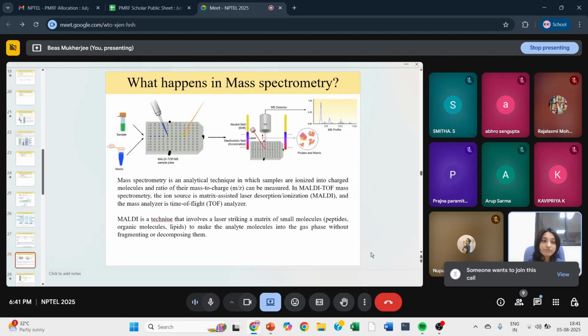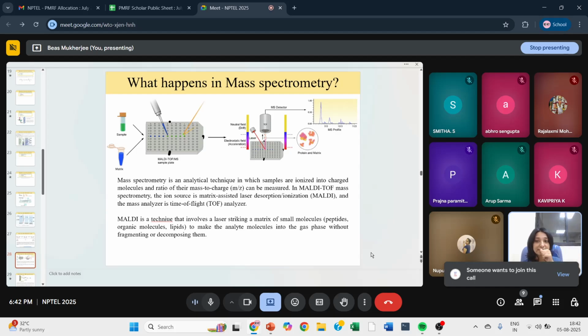MALDI-TOF is a type of mass analyzer. TOF means time of flight. It's a mass spectrometer. The ion source is matrix assisted laser desorption ionization, right? So even the full form comes as questions in exams. So it's important that you remember this. And the mass analyzer is a time of flight analyzer.